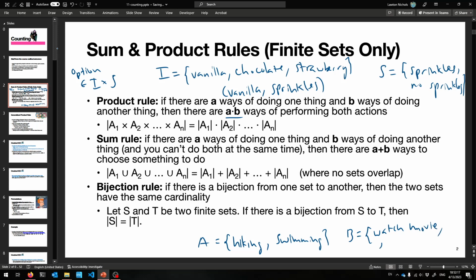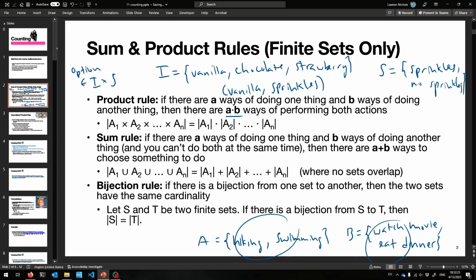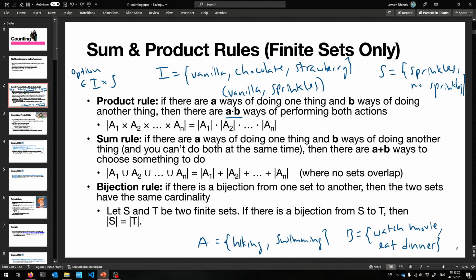You could eat dinner at a nice restaurant. I don't know. So these are like your options. It's like outdoor thing or indoor thing. Pick one. You got 4 options total. You see that? So it's a union of sets. It's trying to say what is the size of a union of sets? It's just the size of each individual set added up together, assuming there's no overlap, though. There can't be overlap. That's important.